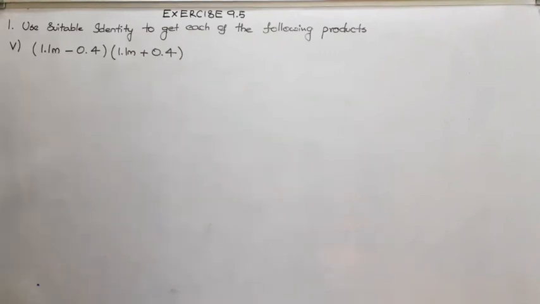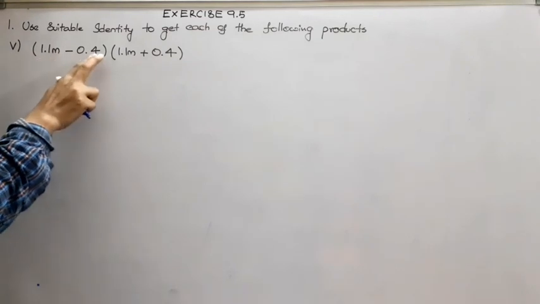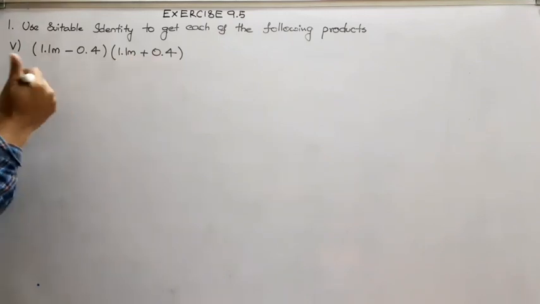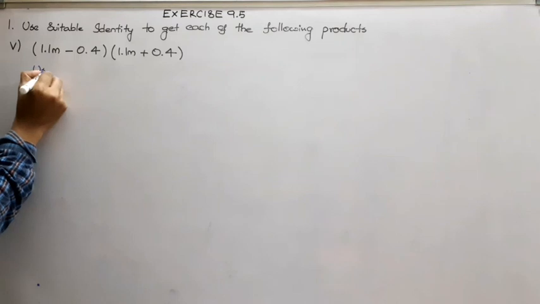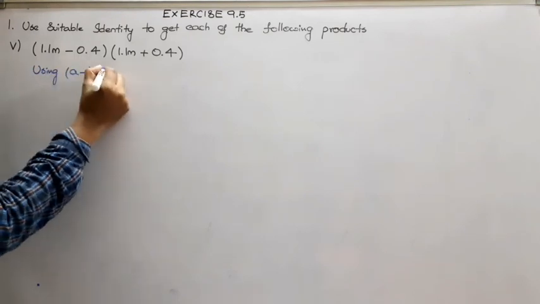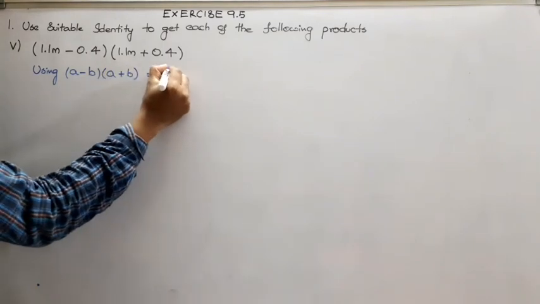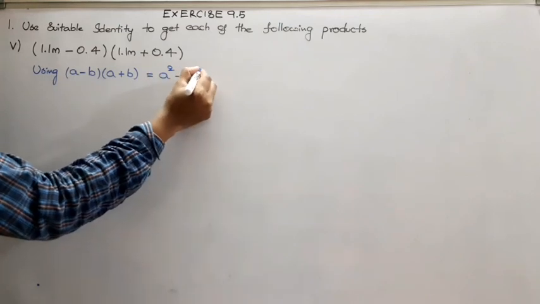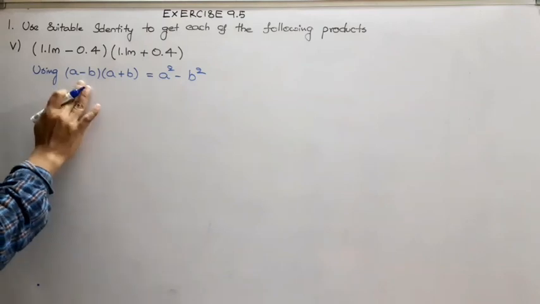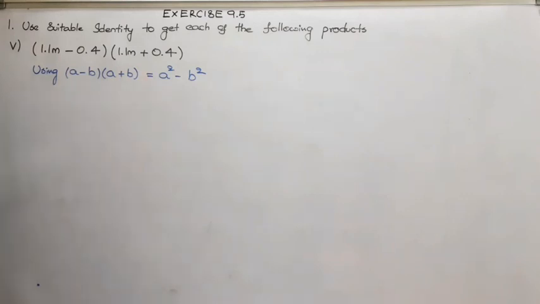So the fifth one, children: 1.1m minus 0.4 multiplied by 1.1m plus 0.4. Very easy. We can use the identity (a minus b) multiplied by (a plus b) is equal to a square minus b square. Sometimes (a plus b) multiplied by (a minus b), both are correct. (a minus b) multiplied by (a plus b) is equal to a square minus b square.